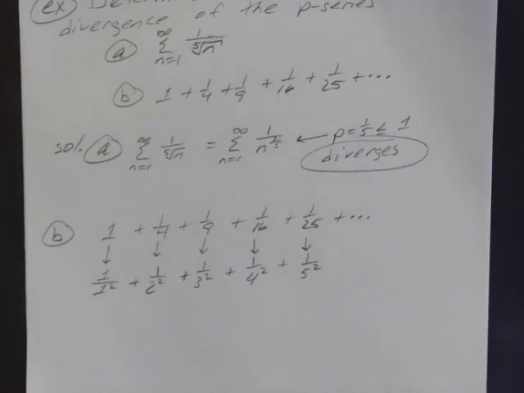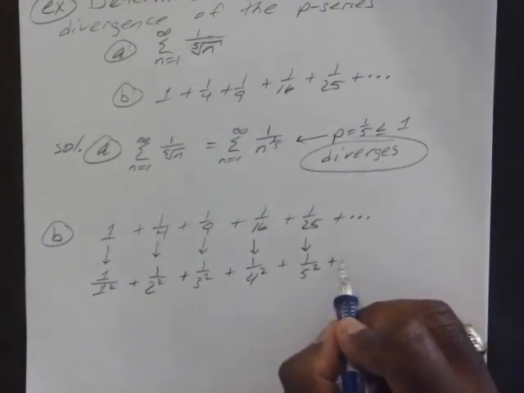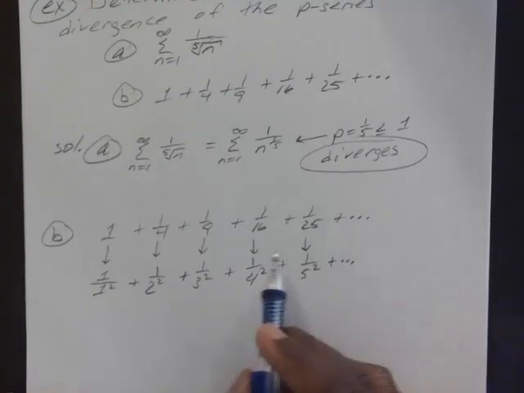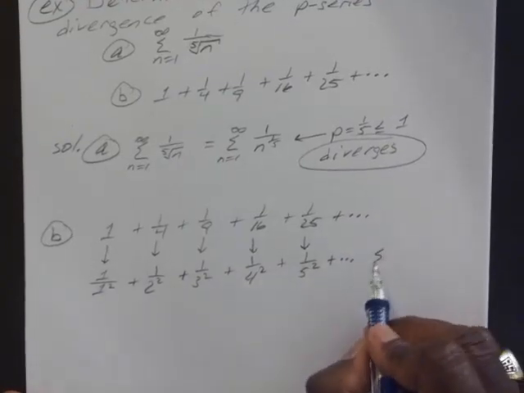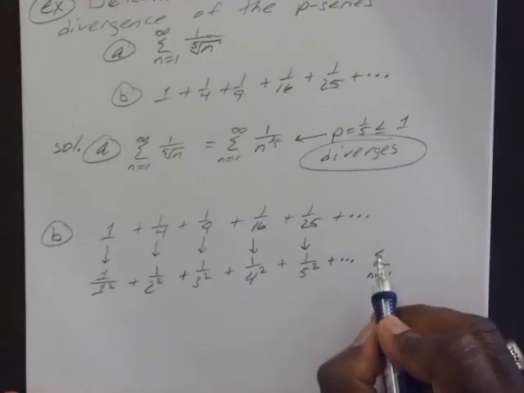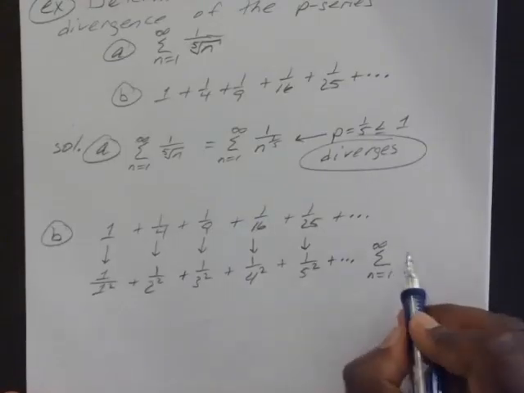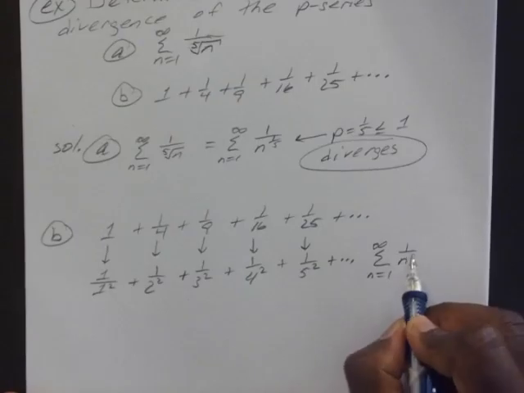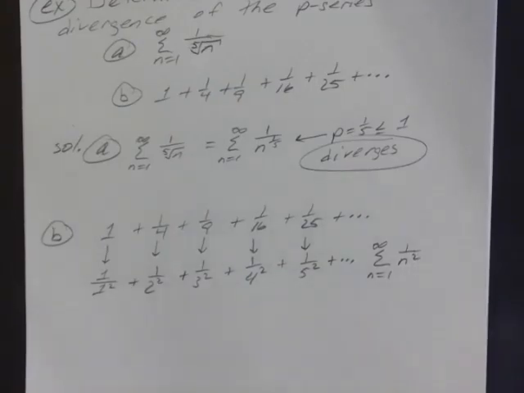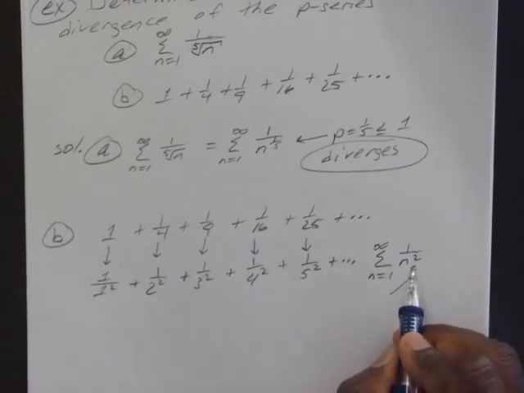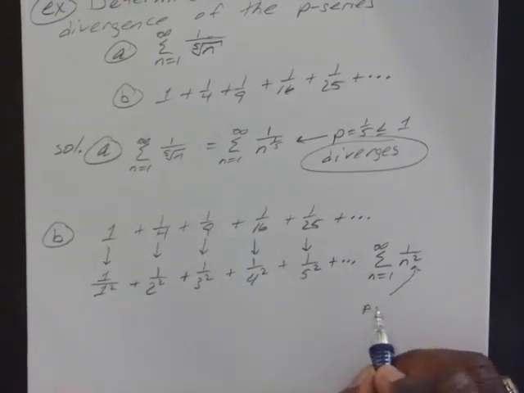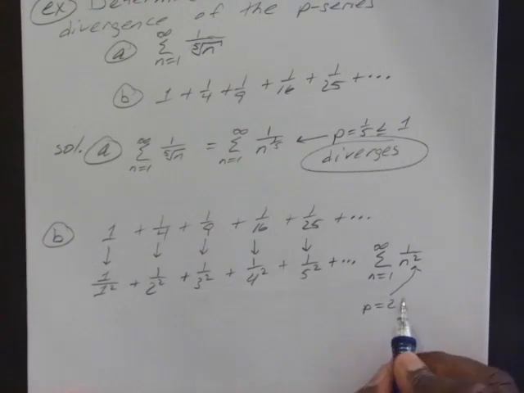You probably see the pattern right now, which means we can rewrite that whole thing as the sum from n equals 1 to infinity of 1 over n squared. We can see that right here, your p is equal to 2, which is greater than 1. So we know it converges.